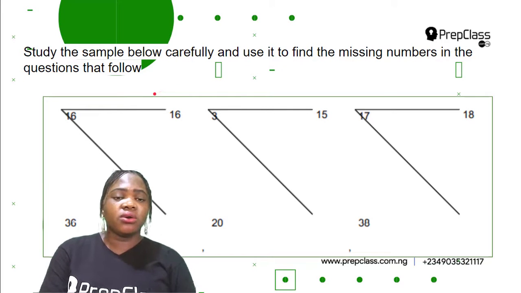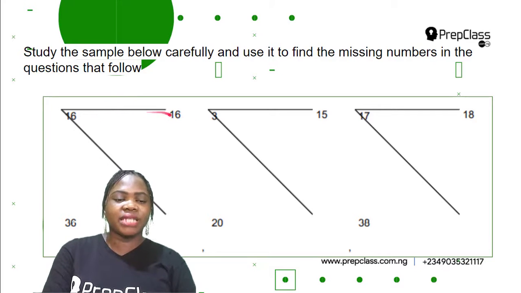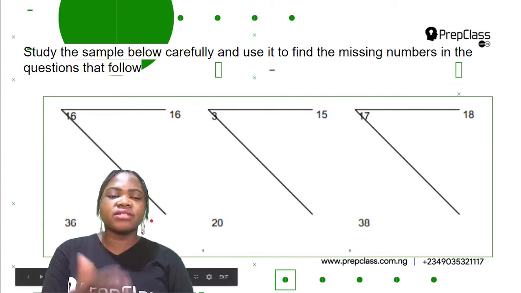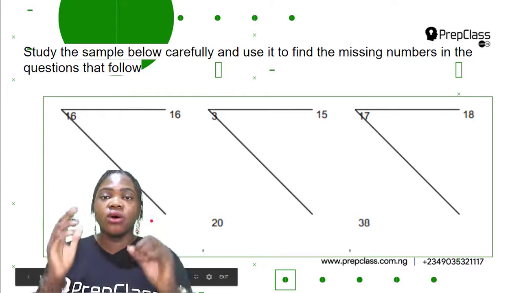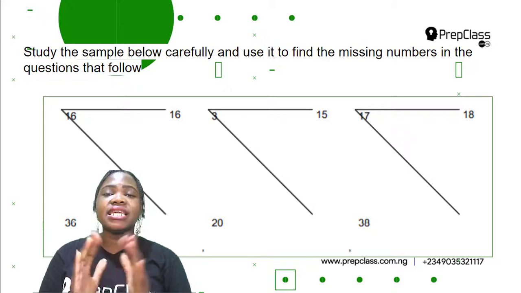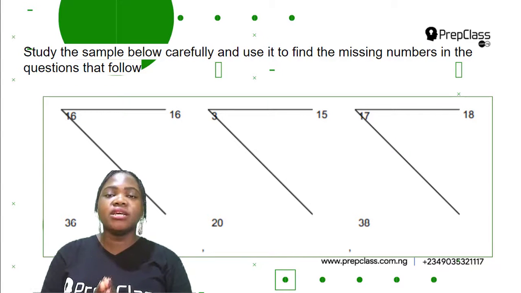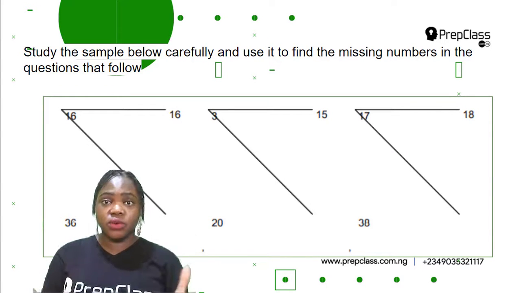Okay, so looking at the samples, you have two top numbers and one bottom number. There is a relationship between these three numbers, so you have to find out the relationship between them. Quantitative reasoning helps you to think. Quantitative reasoning is a measure of one's ability to use mathematical skills to solve a problem.